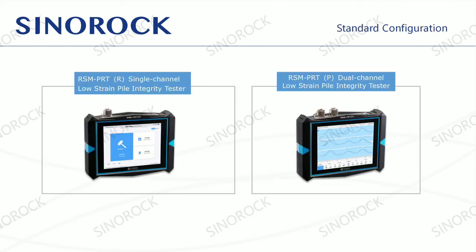These are two PIT testers sold by Signrock. One model is the RSM PIT Device, which is a conventional low-strain testing equipment. The other is the RSM PIT. We can see in the picture that it has two test channels and is a high-profile version of low-strain equipment.